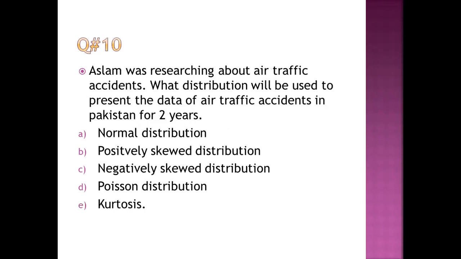Question number 10. Aston was researching air traffic accidents. Which distribution will be used to present the data of air traffic accidents in Pakistan for 2 years? D is the right answer. Poisson distribution will be used because there are very few chances of having air accidents in a year in Pakistan. So the answer will be the right one.